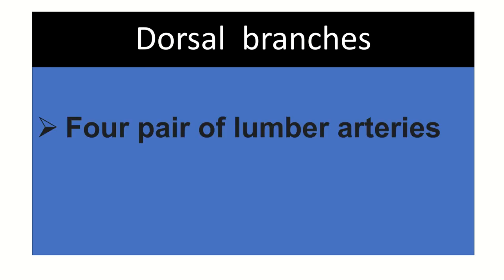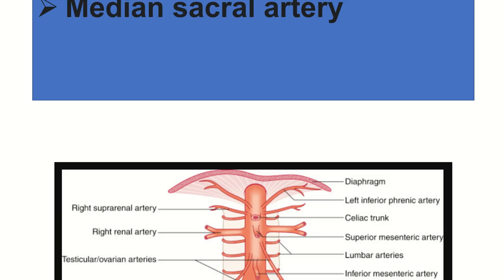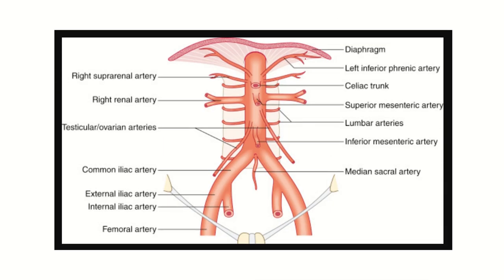And finally, the dorsal branches. The dorsal branches are the four pairs of lumbar arteries and the median sacral artery. So the dorsal branches are two series: one is the four pairs of lumbar arteries and the other is the median sacral artery. Here we can see the posterior branches. First, the lumbar arteries, that means this. There are four lumbar arteries, which are posterior branches of the abdominal aorta, and the median sacral artery.